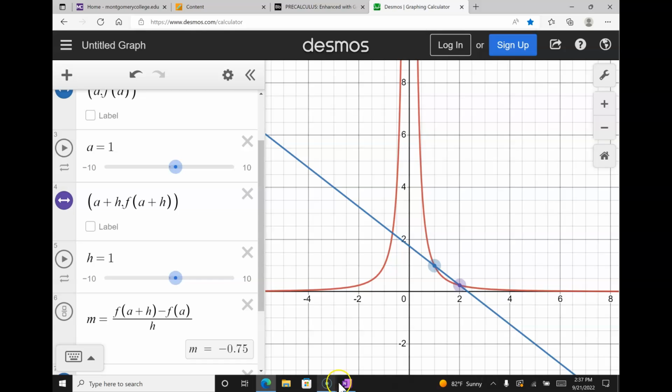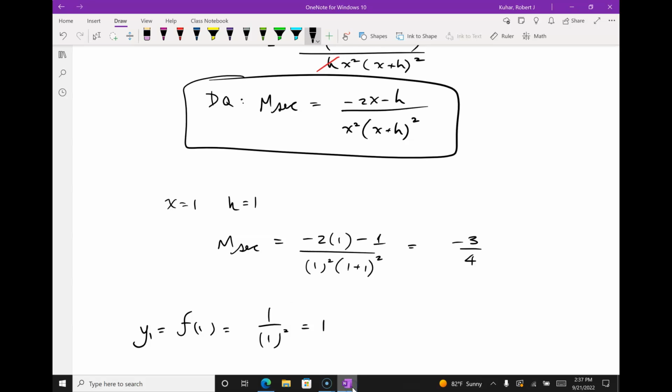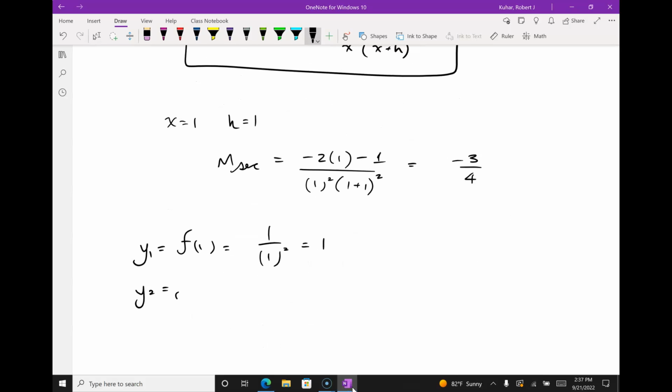My other point is 2. It looks like a quarter, right? 2 comma a fourth. Do we agree with that? Y sub 2 is f of 2. That's 1 over 2 squared. That's 1/4. Yes, you with me? So what did we do back in 8th grade or 9th grade or whatever grade it was? We got our slope with 1/4 minus 1 over 2 minus 1. 1/4 minus 4/4 over 1, that's minus 3/4.